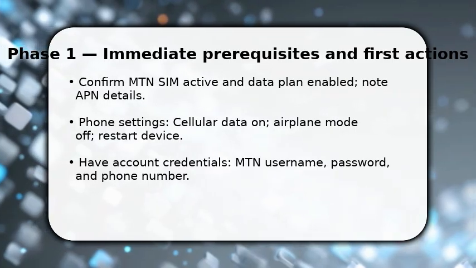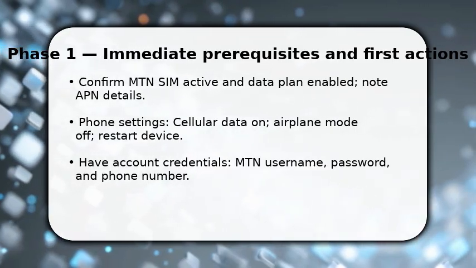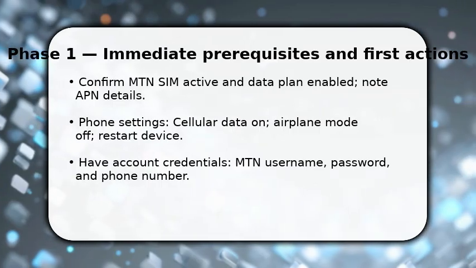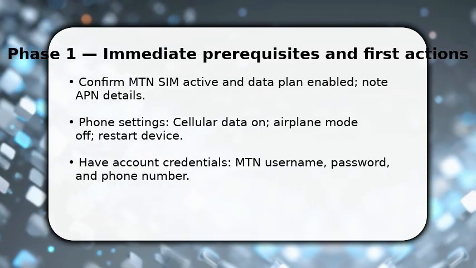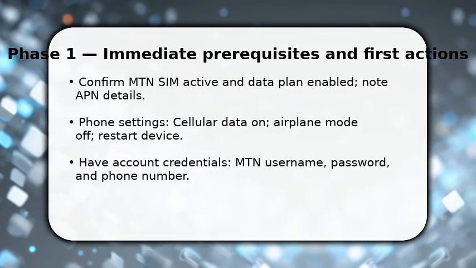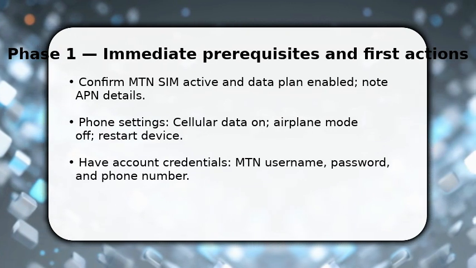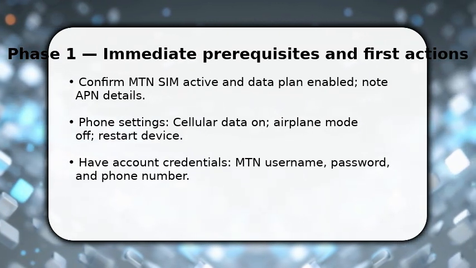Next, locate the APN values from your MTN account or welcome SMS. APN name, MMSC, proxy, and port, because these exact values tell the device how to route mobile internet. Once done, keep your credentials handy so you can enter them precisely in the next configuration steps.